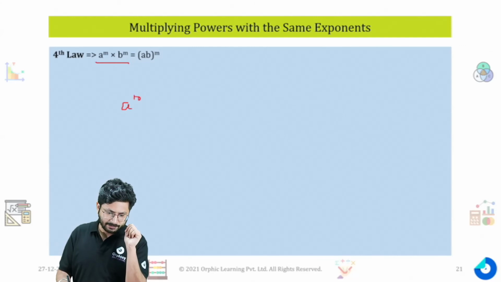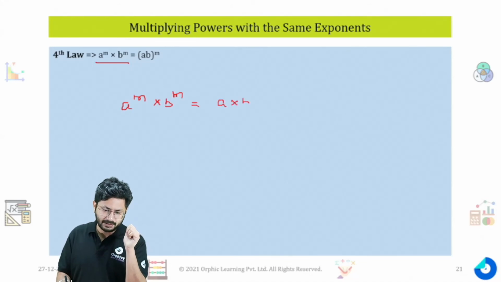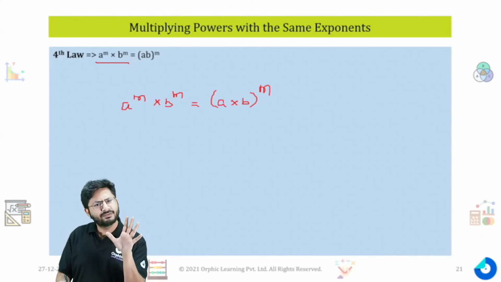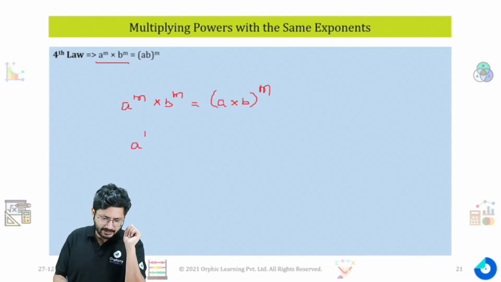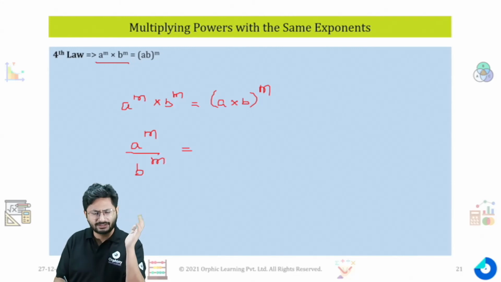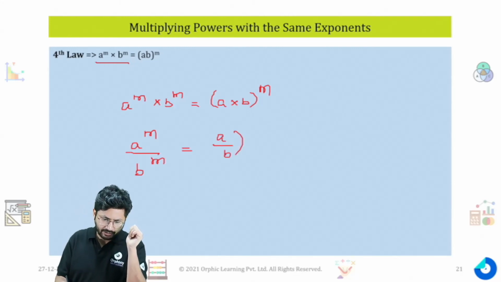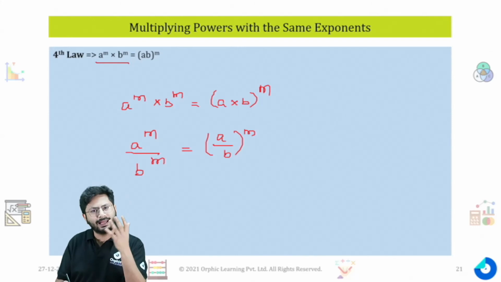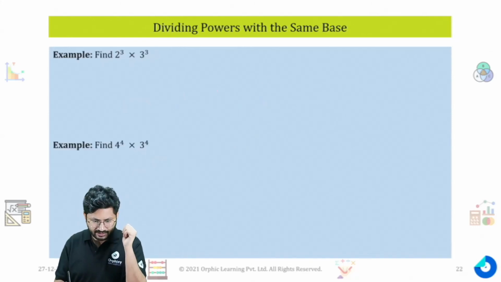See, a to the power m into b to the power m. Take the power common outside. So it will become a into b whole to the power m. Okay, and same goes for the fifth law, which is a to the power m divided by b to the power m. Take the power outside as common, a by b whole to the power m. Okay, I hope that it is quite simple to remember. Let's do a few questions on this.